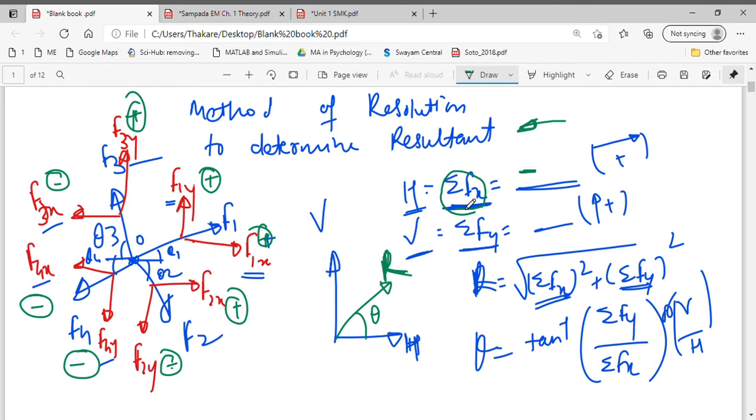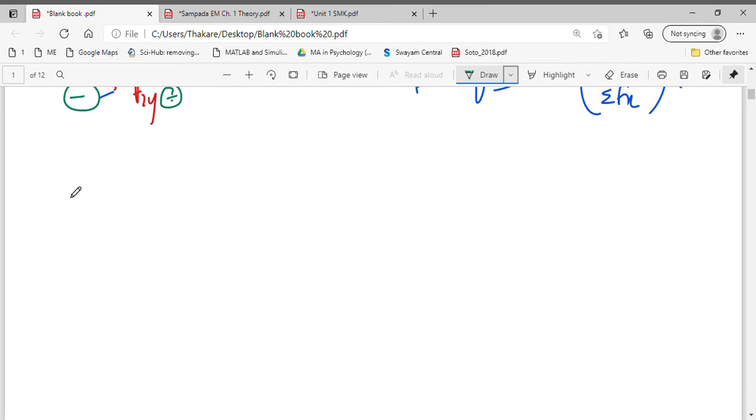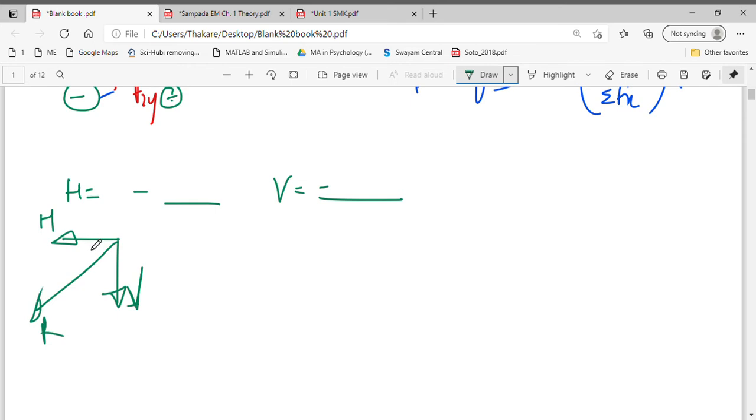If the summation of forces in y comes out positive, that means the vertical force is acting in upward direction. But if it comes out negative, that means the vertical force is acting in downward direction. Now, if I have H as minus of some value and V as minus of some value, that means my horizontal force is acting towards left and my vertical force is acting in downward direction, and that is why this will be the resultant R, which will be making an angle of theta with respect to the horizontal axis.